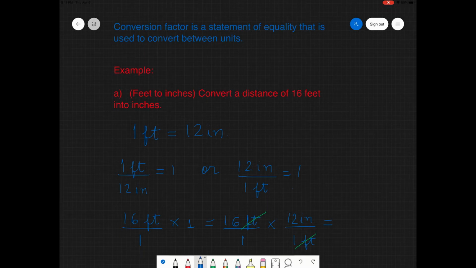which corresponds to the value of 1. So doing the multiplication of the fractions, we have to do 16 times 12 inches. And then on the bottom you have 1 times 1, which is 1. So the result is 192 inches.